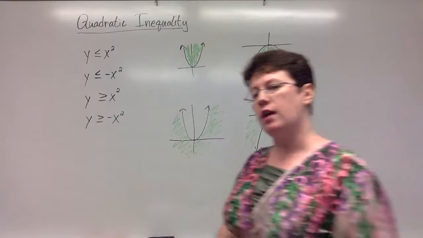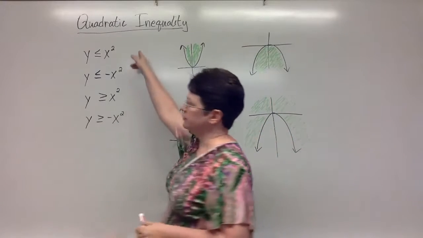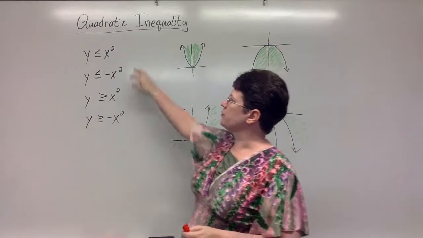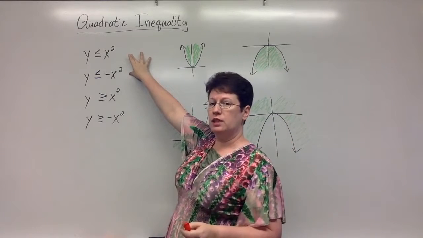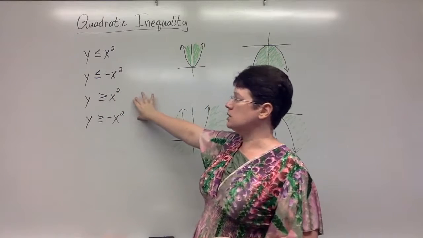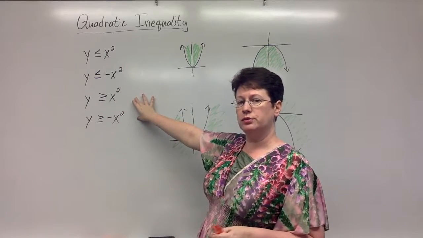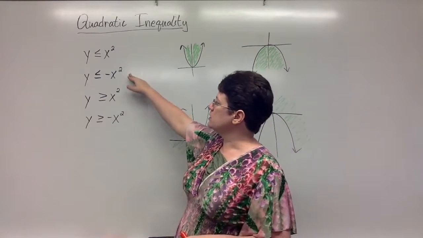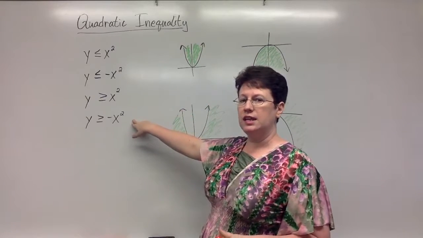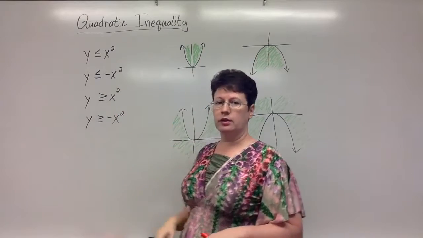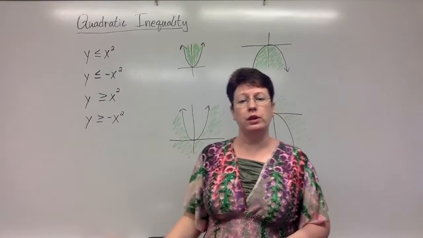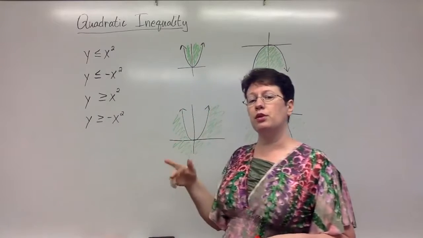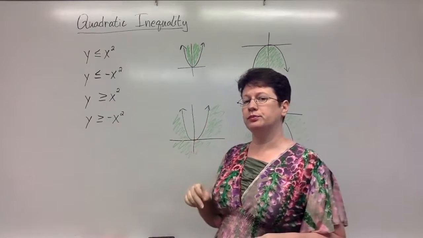So the first thing we have is 4 equations. Okay, so we could kind of group these equations. The first 2 both have a less than symbol. The second 2 both have greater than symbols. I could also group it by the signs. Notice the second and the fourth one both have a negative in front of the x squared. That means my parabola is going down. The first and third ones both have the parabola going up.